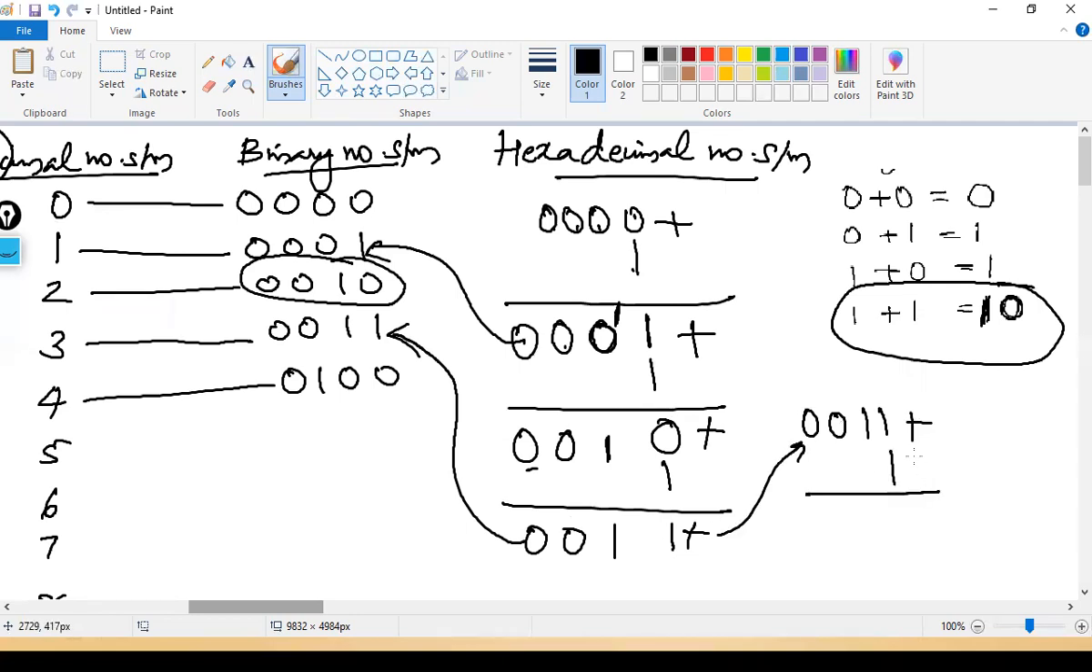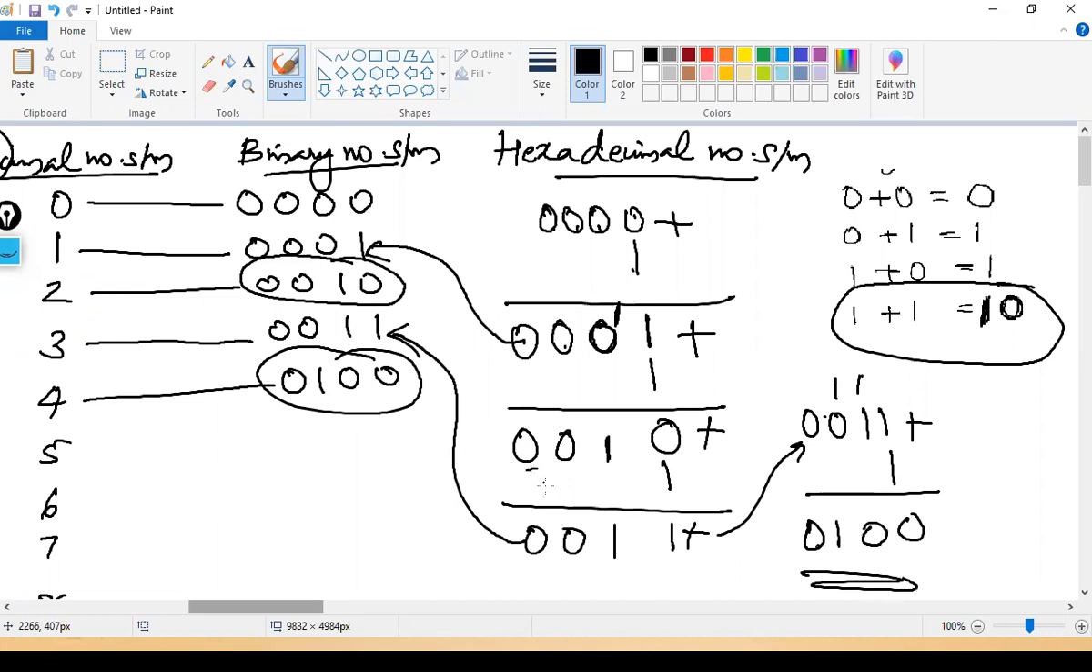When I add this time, 1 plus 1 is 0. Again, 1 plus 1 is 0. And 1 plus 0 is 1, and this 0 will be written here. So 0, 1, 0, 0. So this is how you will write down the values.